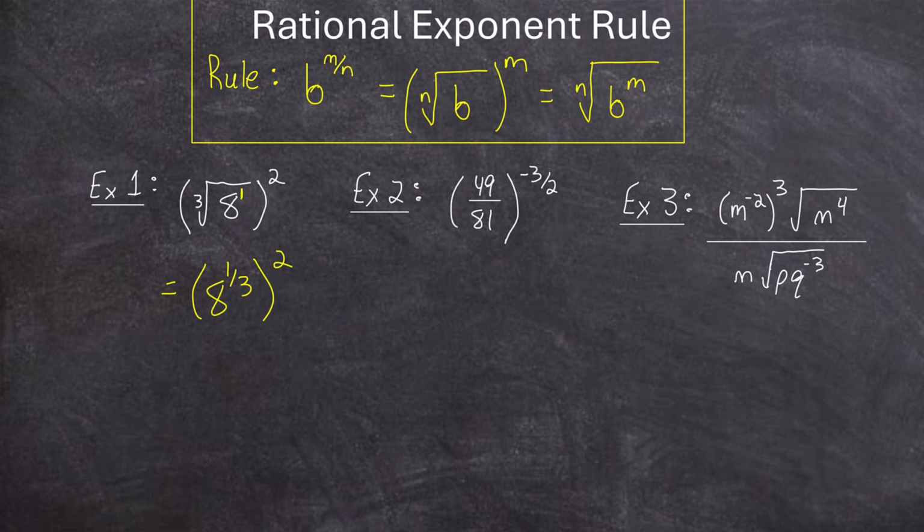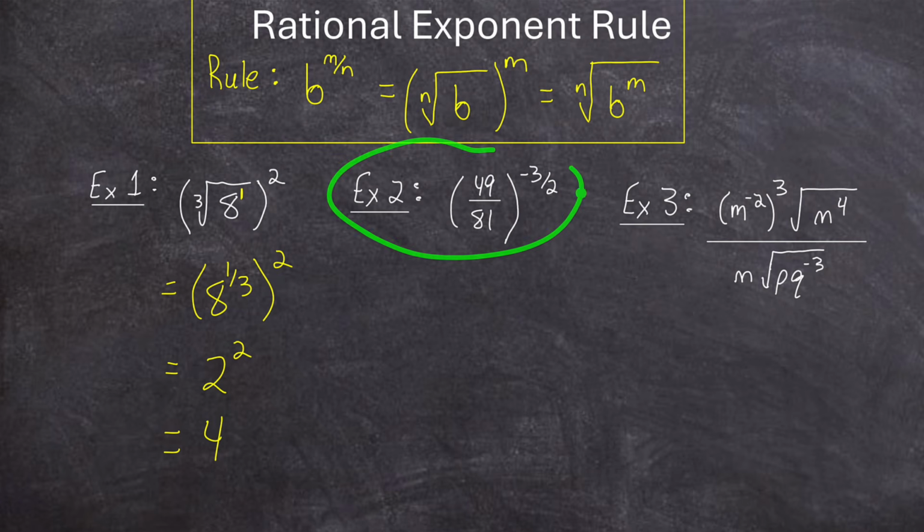But I chose to write it in this format just to show you that if you see 8 to the power of 1/3, that means the same thing as the cubed root of 8, which just means what number multiplied by itself 3 times is 8? Well, 2 times 2 times 2 is 8, which means 8 to the power of 1/3, the cubed root of 8, is 2. So since this is 2, I now need to do that squared. And 2 squared is 4.